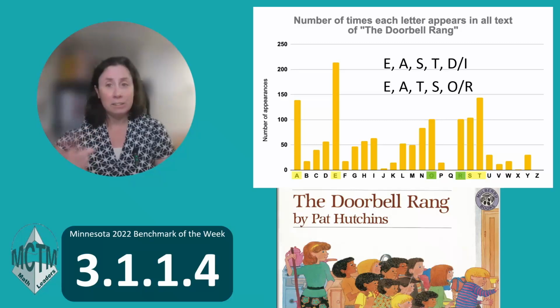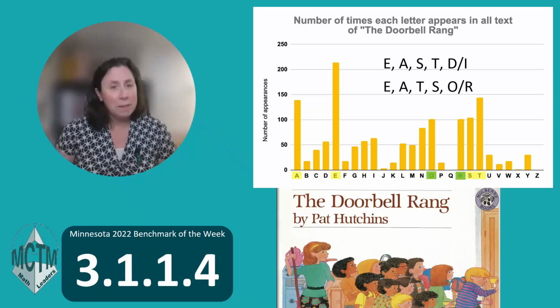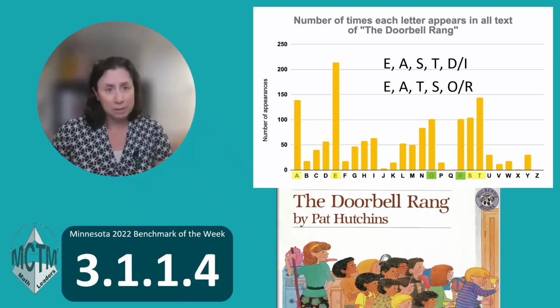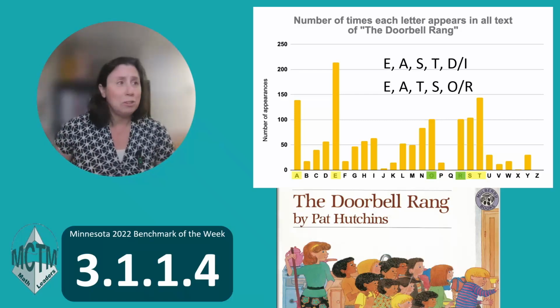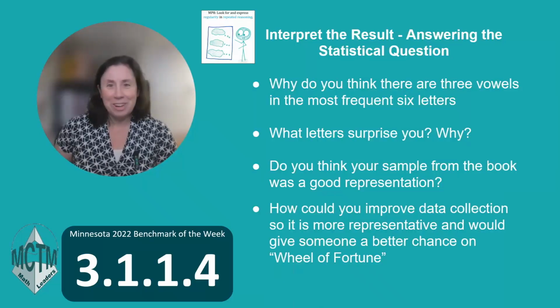T and S switched, and now we've added in O and R. Interesting. What made the data change? Was it what we expected? What else could we do to get a better sample to help us on Wheel of Fortune? Here are some of the questions that I might ask.